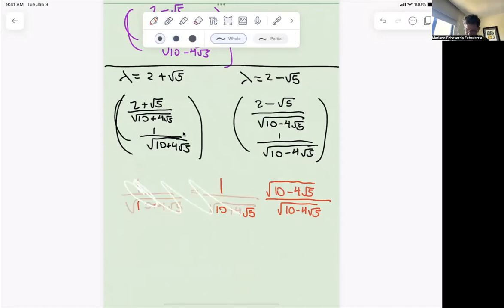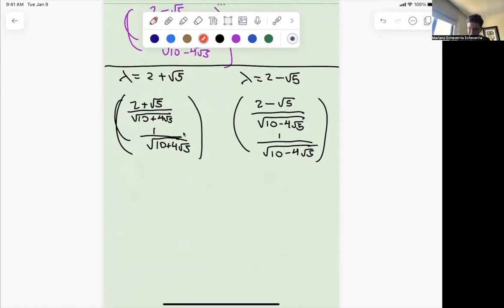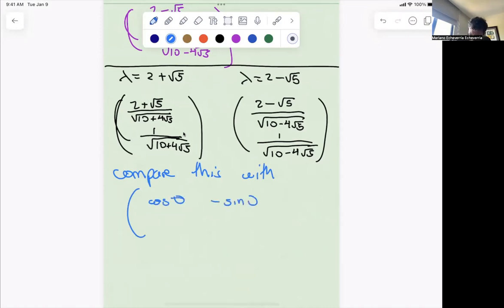Like, the thing is, this is going to be, right, you want to compare these columns, compare this with cosine of theta, minus sine of theta, sine of theta, cosine of theta, right?